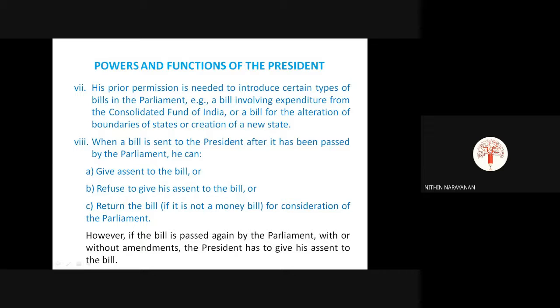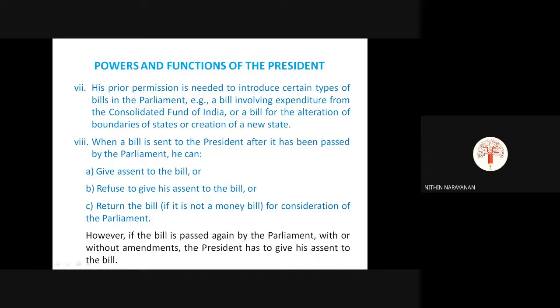When a bill is sent to the president after it has been passed by the parliament, see, in the case of special bills like bills involving expenditure or alteration of the boundary of a state or creation of a new state, prior permission needs to be sought from the president. But in the case of other general bills, if the bill is sent to the president, it should be known that it has been passed by the parliament, by either of the houses.